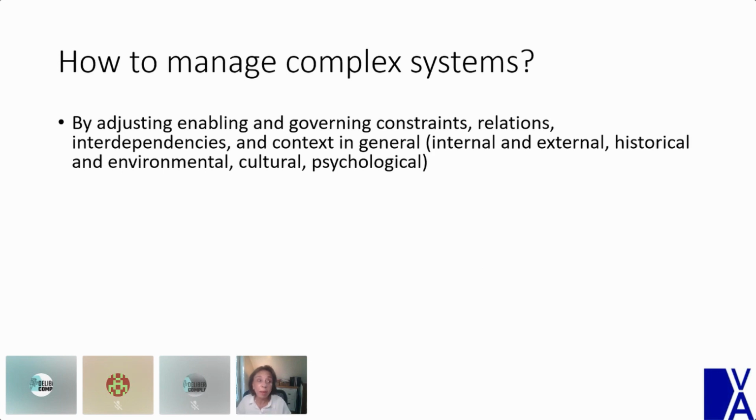So how do we manage complex systems? We don't do that by command and control, energetic power relations. That doesn't work in complex systems. Or you can destroy the complex system, but you will not either create a complex system through power, or you will not be able to generate a phase transition in a complex system through power. You do that by adjusting and enabling the governing constraints, their relations, such that the interdependencies with each other and with the context change.